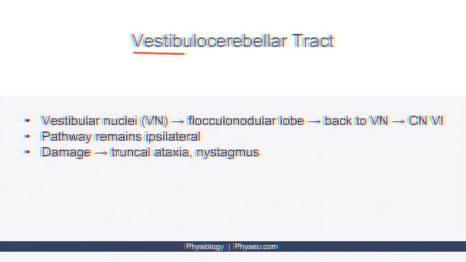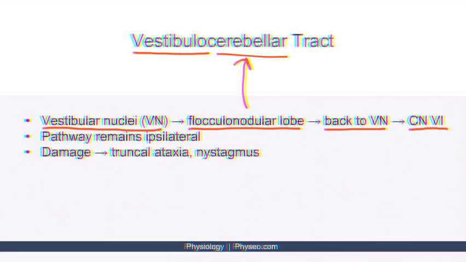So now let's quickly talk about the vestibulocerebellar tract. And as it sounds, you've got the vestibulo, so vestibular nuclei are involved. Then you have the floccular-nodular lobe, which is a part of the cerebellum. So what happens is it goes from the vestibular nuclei to the floccular-nodular lobe, and then it goes back to the vestibular nuclei. And then from that point, it goes to cranial nerve 6, which is the abducens nerve. Now remember that the abducens nerve will innervate the lateral rectus muscle of the eye.